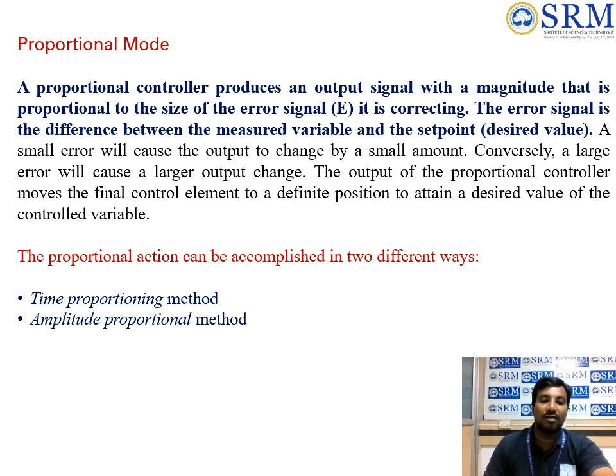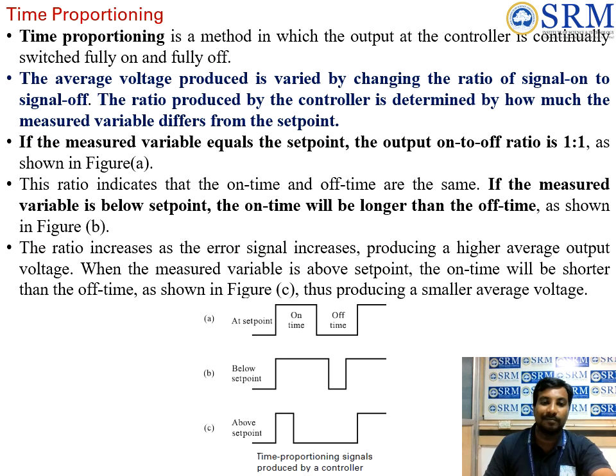The output of the proportional controller moves the final control element to a definite position to attain the desired value of the control variable. This proportional action can be accomplished in two different ways. One is the time proportioning method and the other is the amplitude proportional method. The time proportioning method is a method in which the output of the controller is either fully switched on or fully switched off. The average voltage produced is varied by changing the ratio of signal on to signal off. The ratio produced by the controller is determined by how much the measured variable differs from the set point.